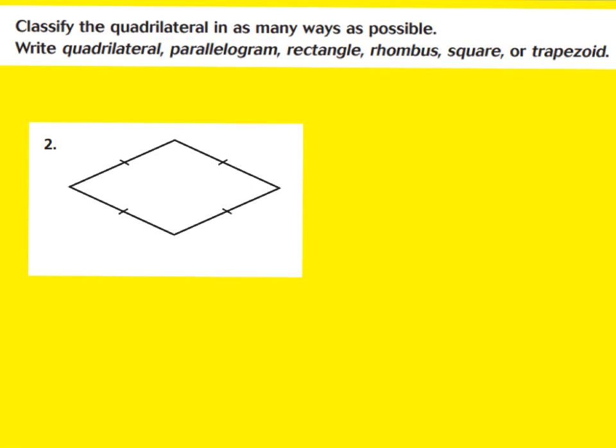So let's start out with number 2, and let's go ahead and write down quadrilateral because it has 4 sides. And any polygon with 4 sides is a quadrilateral. So make sure you write that one down. Now let's look at what else we can write.